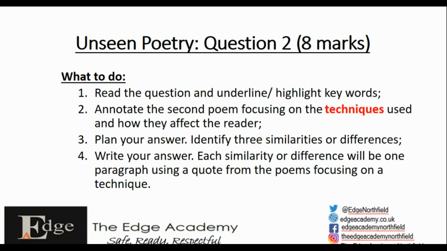With the Unseen Poetry question 2, what you will need to do is read the question carefully and underline or highlight the key words. You need to annotate the second poem, focusing on the techniques that have been used and how they affect the reader. Then plan your answer. Again, you only need 3 or 4 similarities or differences. When you come to write your answer, each similarity or difference will be 1 paragraph. You will need to use a quote from the poem, focusing on a specific technique.